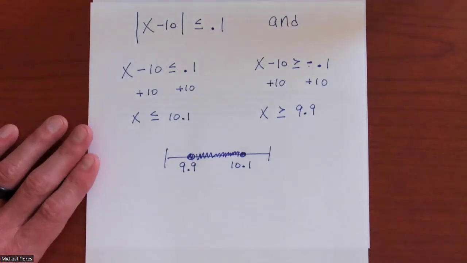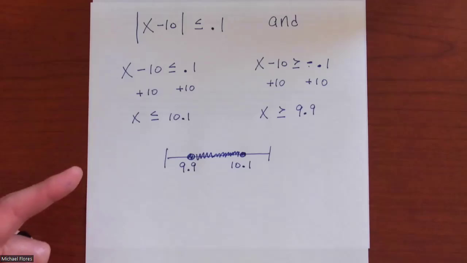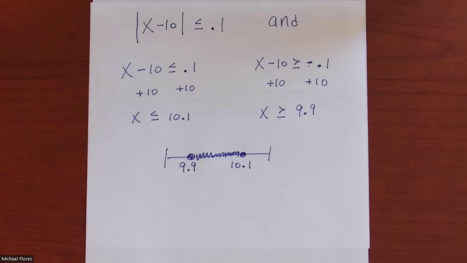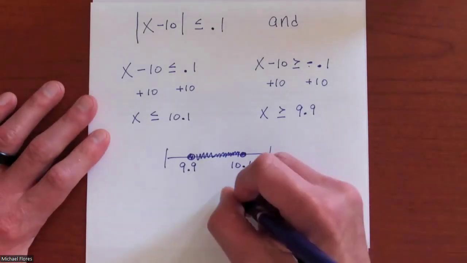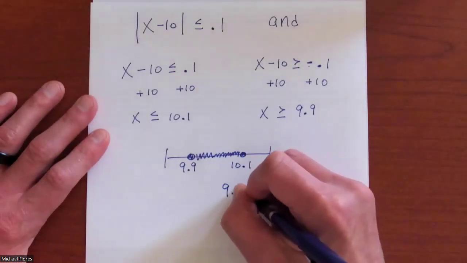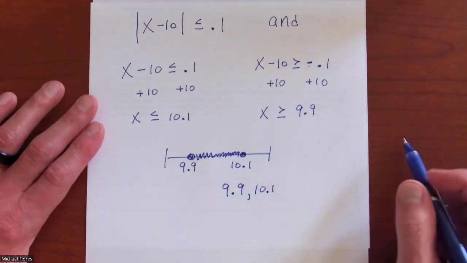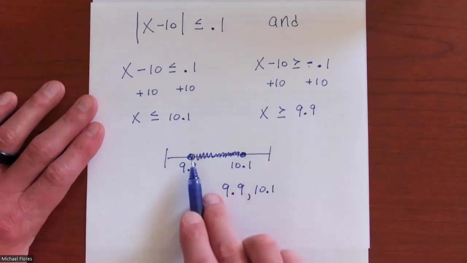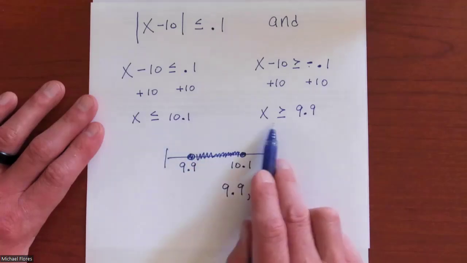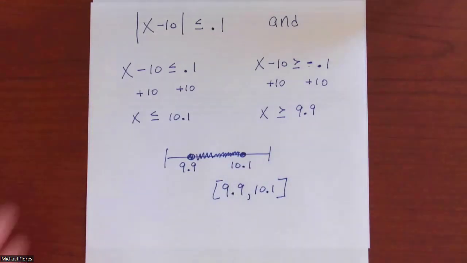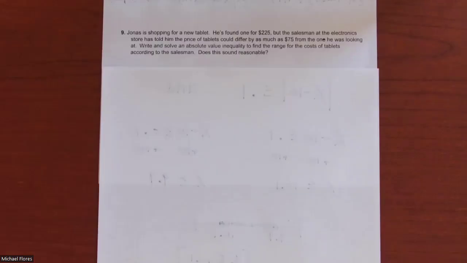Now I want to show you how you would write this in interval notation. I'm going to accept interval notation as an acceptable answer here. Now we know it's going to be from 9.9, comma, to 10.1. But since these are closed bubbles, since it's an equal to statement, you now get brackets. Notice the difference between equal to statements and not equal to statements if you're writing interval notation.